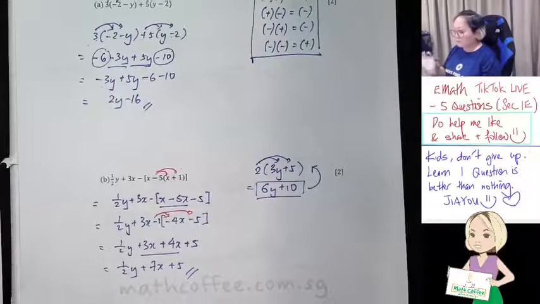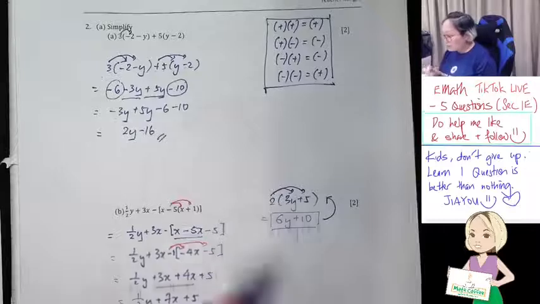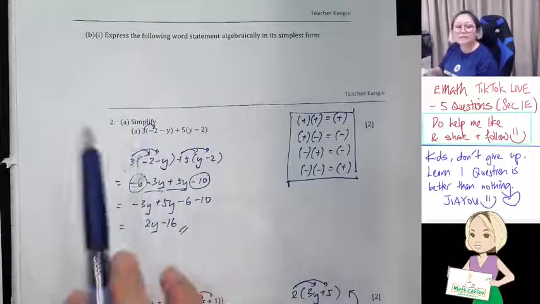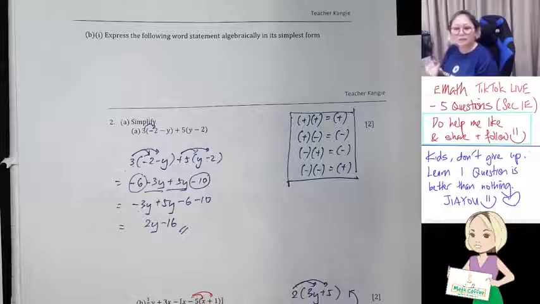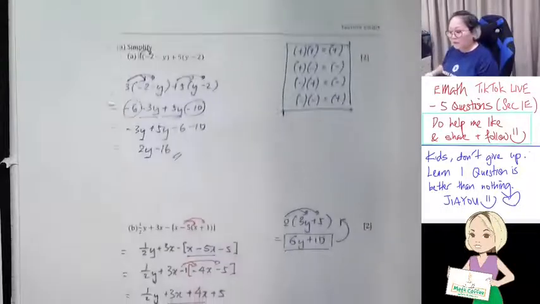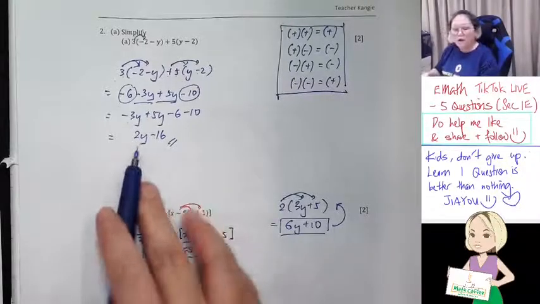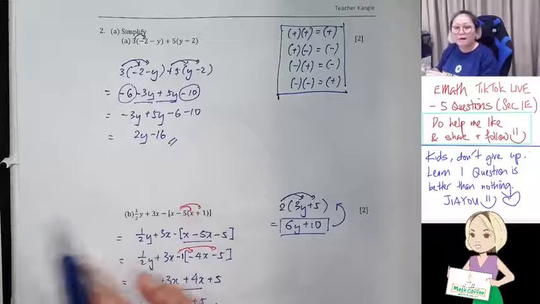Okay, so when they say simplify, it means expand and simplify. Sometimes the question says expand and simplify. Sometimes they just say simplify. It's the same meaning. Simplify means that they ask you to open up the rainbow and then group the like terms together and simplify until all the like terms are already bunched together.